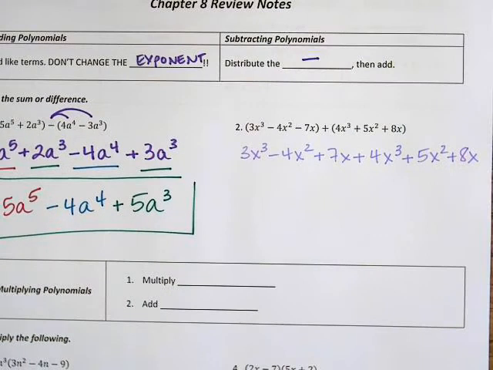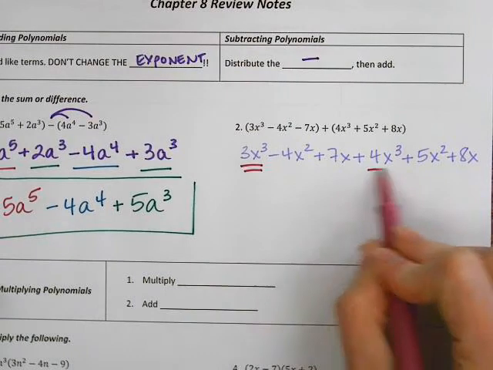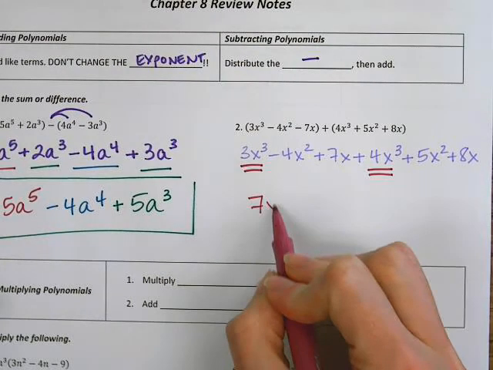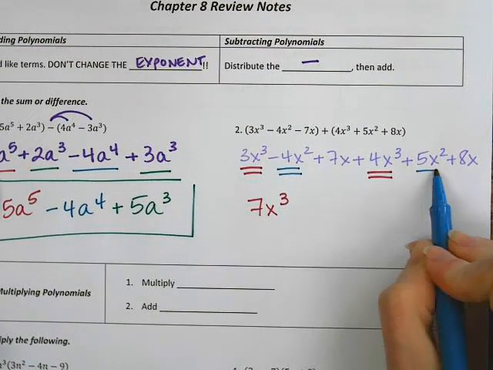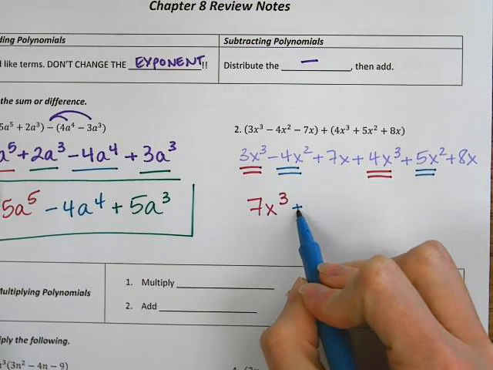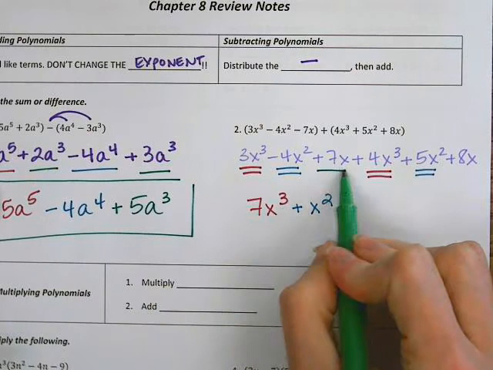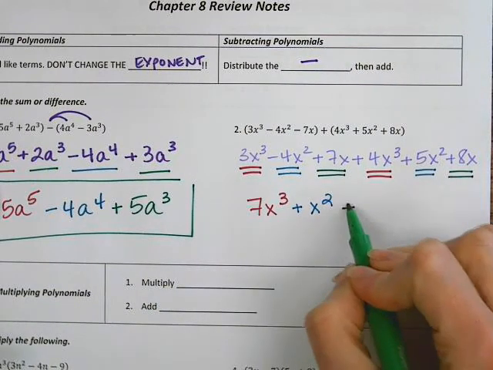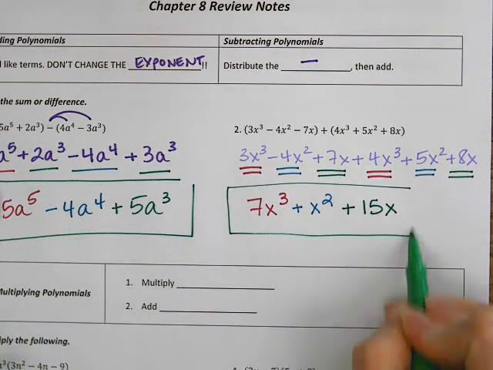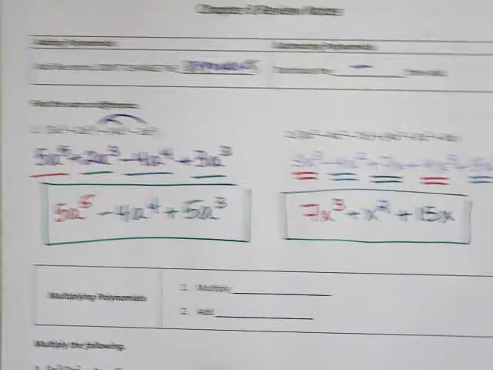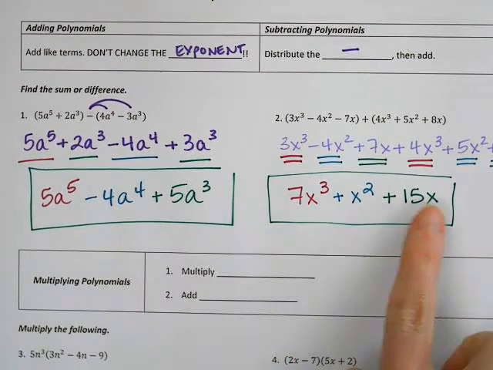All right, let's get all of our like terms and do it in descending order. So if we add all the x cubes, we have 7 of those. If we add all the x squareds, negative 4 plus 5 is 1 of those. And then we're going to add all the x's. 7 plus 8 is 15 of those. And I think that's it. So remember, when you're adding and subtracting, do not change the exponent. They stay the same.